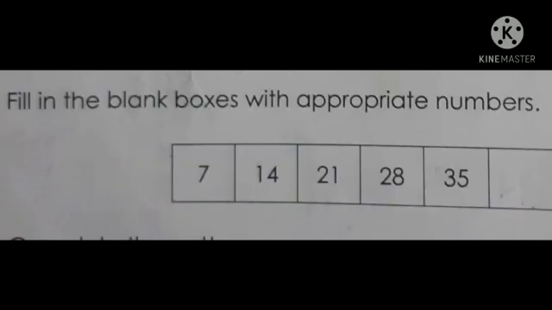Fill in the blank boxes with appropriate numbers. So in the first box, the number is 7. In the second, the number is 14. Third, 21, 28, 35. Students, can you guess which numbers are these? Yes, this is table of 7. So 7 ones are 7, 7 twos is 14, 7 threes are 21, 7 4 times is 28, 7 5 times is 35, 7 6 times is 42. So students, moving on to the next.